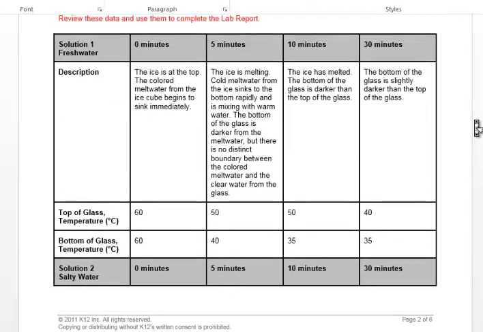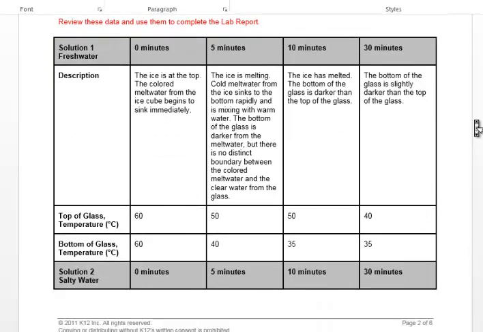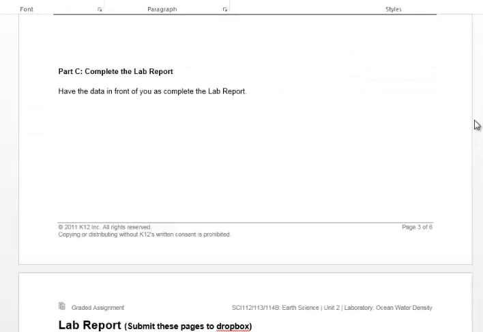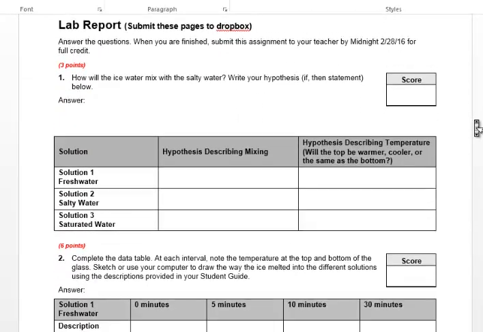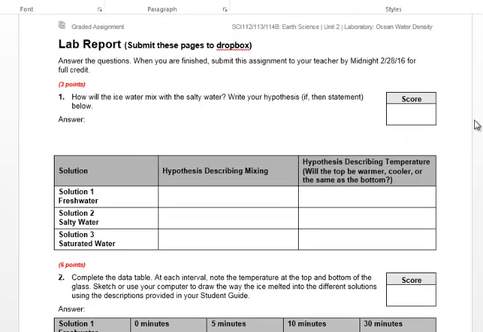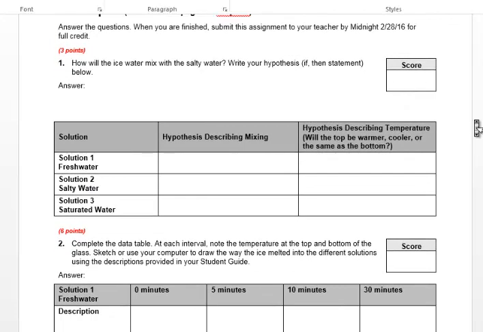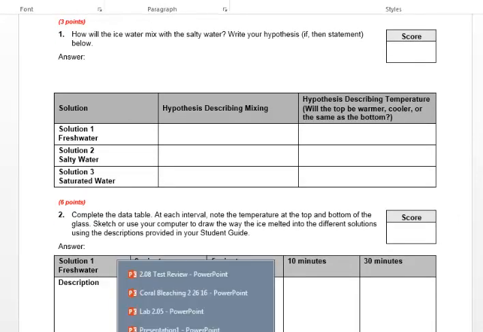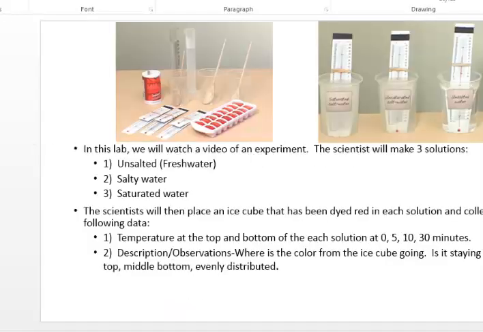So they have provided us with the data for the lab. This is not something that we have to go find on our own. If I continue to scroll through the lab, question number 1 says, how will the ice mix with the salty water? And it wants us to write a hypothesis for each of these solutions, which is fine. We can do that. I'm going to go ahead and bring up the lab PowerPoint and go through a few things with you in order to be able to write that hypothesis.